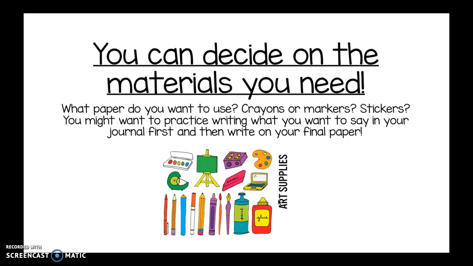You can decide on the materials you need. What paper do you want to use? Do you want to use crayons or markers? Do you want stickers? Look at all these supplies that you can use. You might want to practice writing what you want to say in your journal first, kind of like a rough draft, and then you can have an expert or your teacher proofread it first to check your spelling, and then you can make your final copy on the paper you chose.